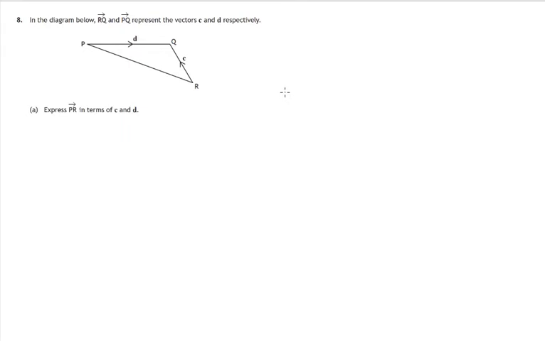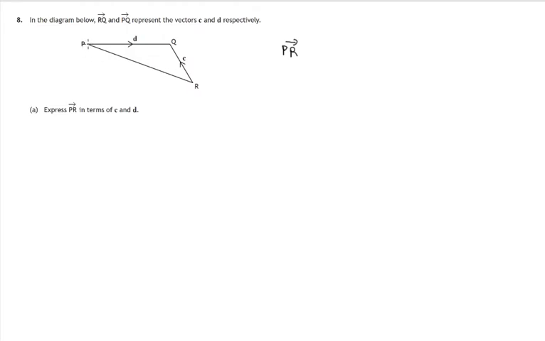Here we have a vector question. We're given a diagram, triangle PQR. We're told that PQ represents vector D and R to Q represents vector C. And we're asked to express P to R, the journey going from P to R, in terms of C and D.